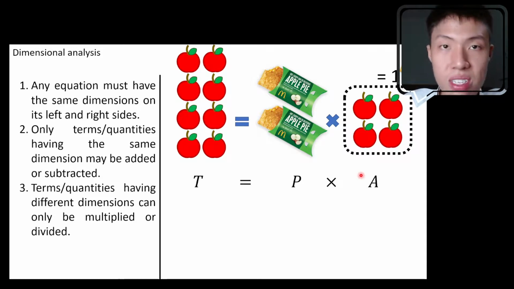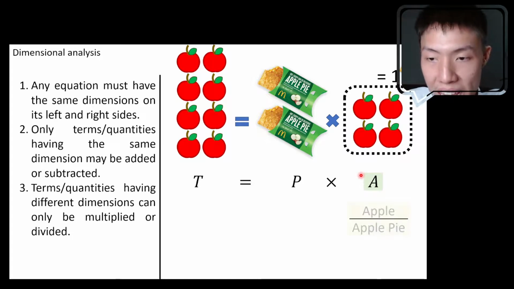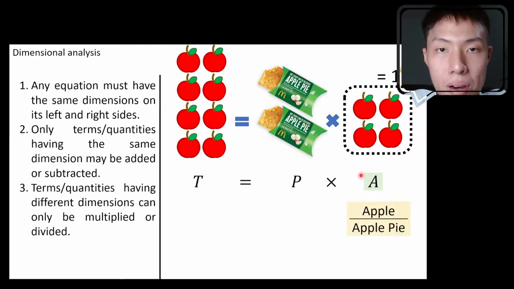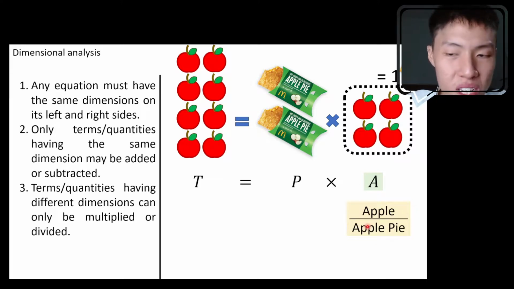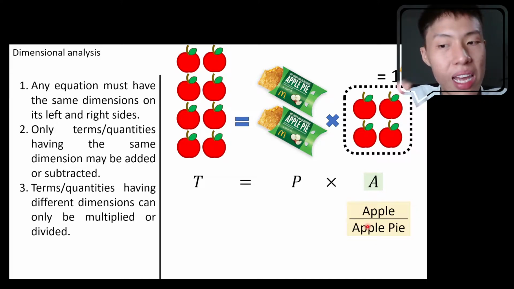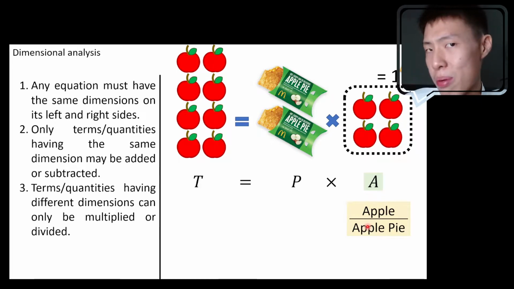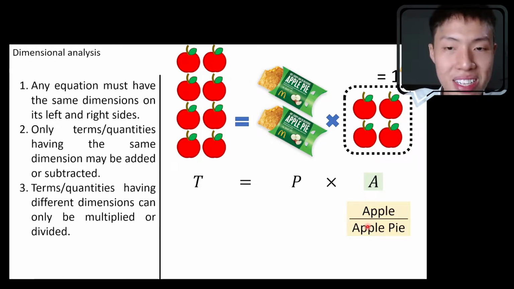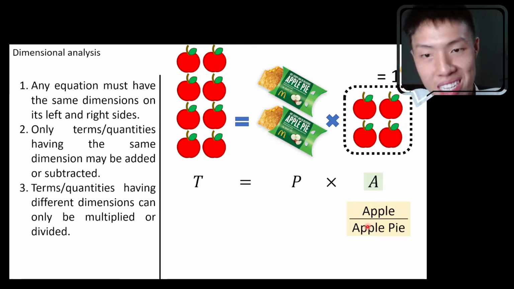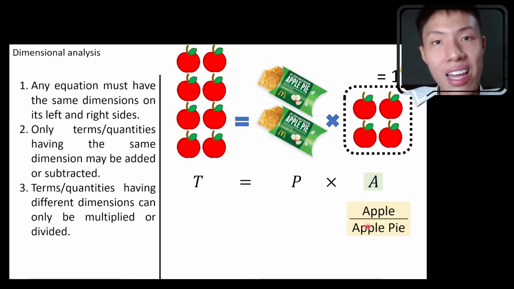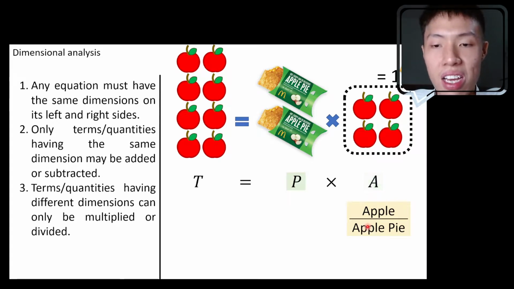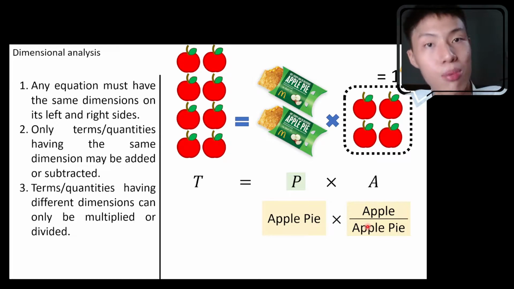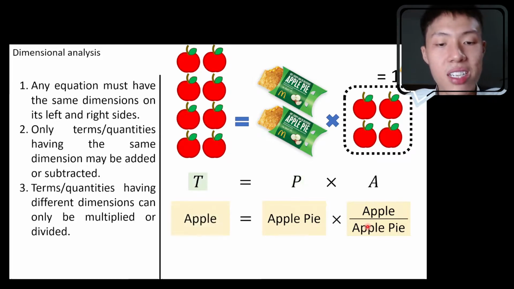So let's try to see what things they are measuring. For A, you are measuring apples needed per apple pie. So if you talk about the unit or the dimensions, it's apples per apple pie. Okay, just a rough idea because this is not exactly a physics equation. I'm just giving you a rough idea of things. So P here should be number of apple pies. And T here we know it's number of apples.